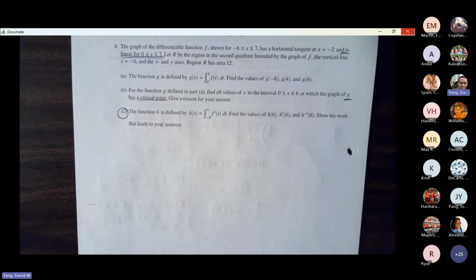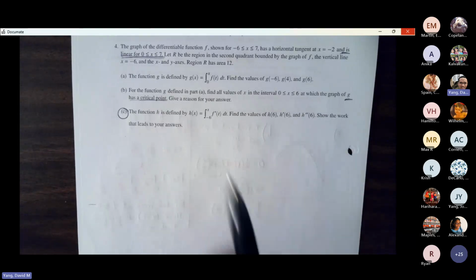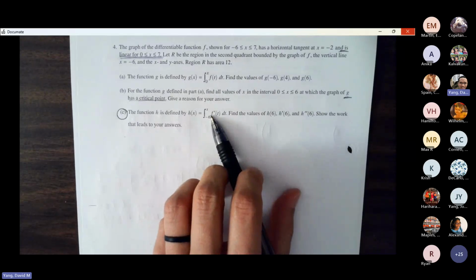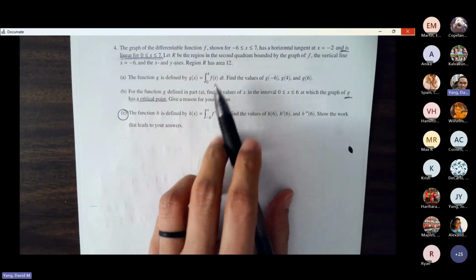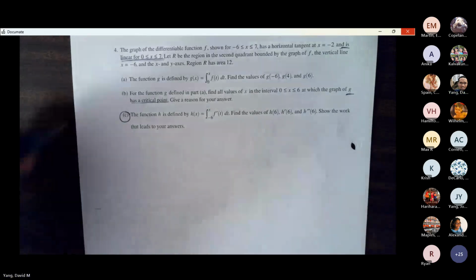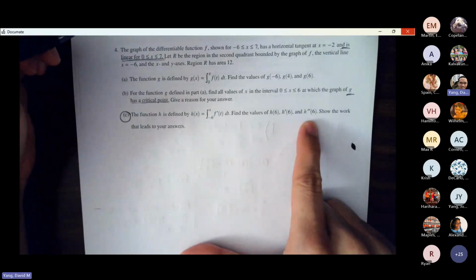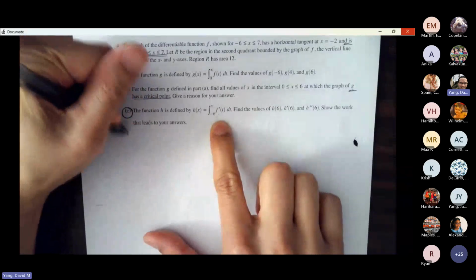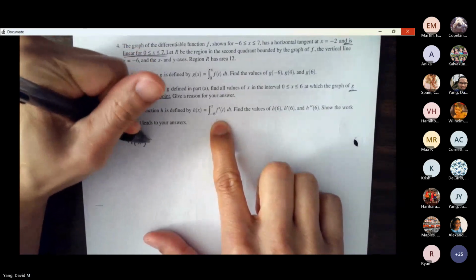Okay, part C. We have an h of x function, which is defined differently than g of x, but still involving the f graph to some extent, but it's now the integral of the f prime. So find h of 6, h prime, and h double prime of 6. So we're going to just step through our definition one by one.